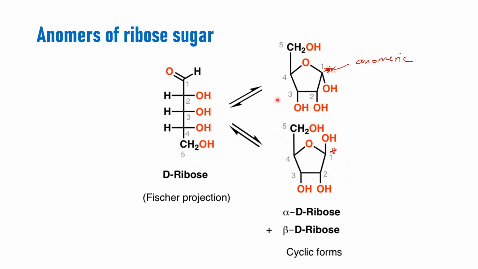So there are two anomers possible when hemiacetals are formed, and these anomers are alpha-D-ribose and beta-D-ribose. In alpha-D-ribose, all the OH groups are down, and in beta-D, the OH on the anomeric carbon is up. When you compare it with that of the fifth carbon, in alpha, they are opposite each other. In the case of beta, they are on the same side.